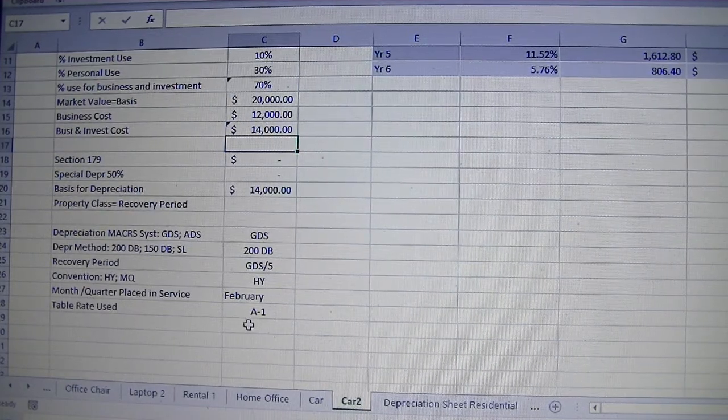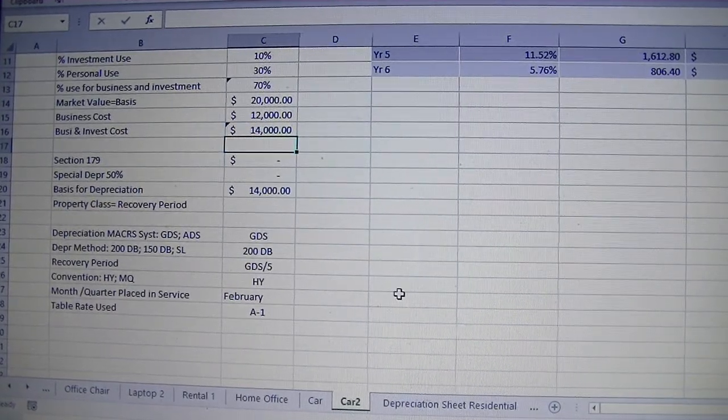Because you placed it in service in February, not in the last quarter, automatically that's half-year convention for this type of asset. But if you have placed in service during the last quarter and that's the only asset you place in service, then that'll be mid-quarter. But the car is the only asset you placed in service during 2020 and you placed it in service in February. So we will use half-year convention.